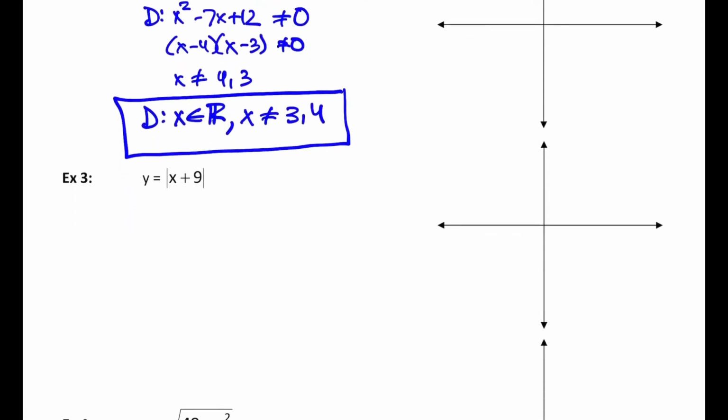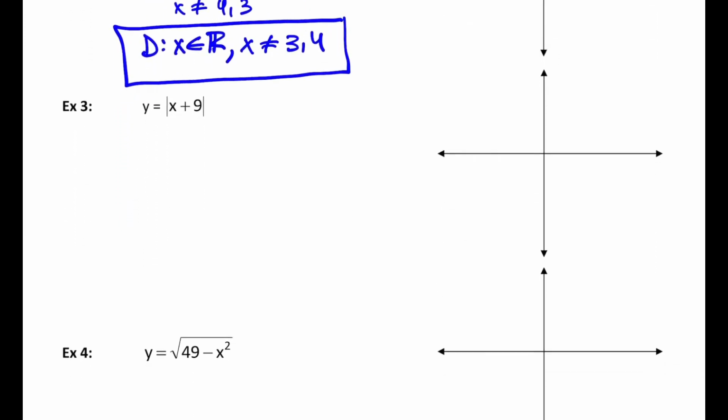Okay, our next one. Well, what do we have here? We have absolute value. Well, absolute value is not a square root, and absolute value is not part of a fraction. So what we said was, well, if I don't have the square root and I don't have a fraction where I have an x in the denominator, my domain is simply going to be x is an element of all the reals. Well, that kind of makes this one easy.